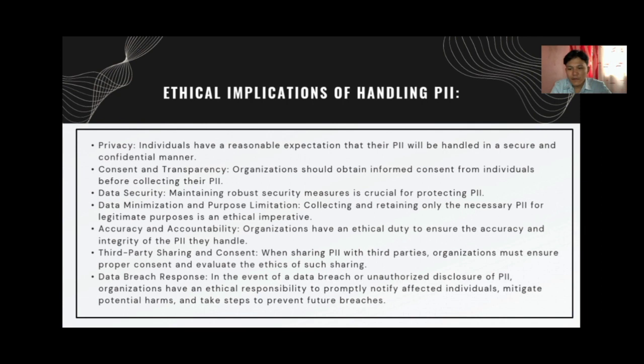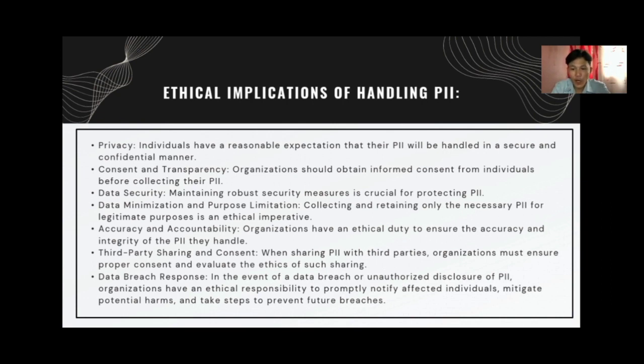Next, we have data minimization and purpose limitation. These are ethical imperatives as well. Collecting only the necessary personally identifiable information for legitimate purposes and using it solely for those purposes is essential. Organizations should avoid collecting excessive or unnecessary personally identifiable information and establish retention periods, deleting or anonymizing personally identifiable information when it's no longer needed.